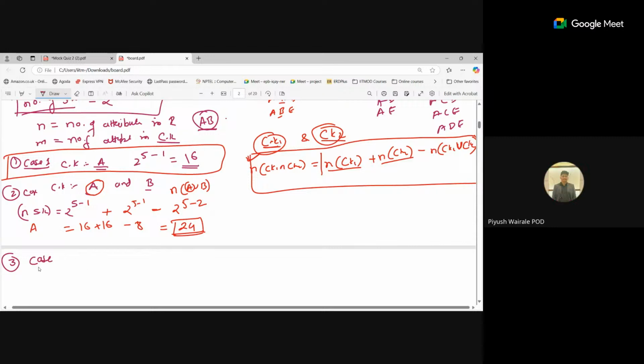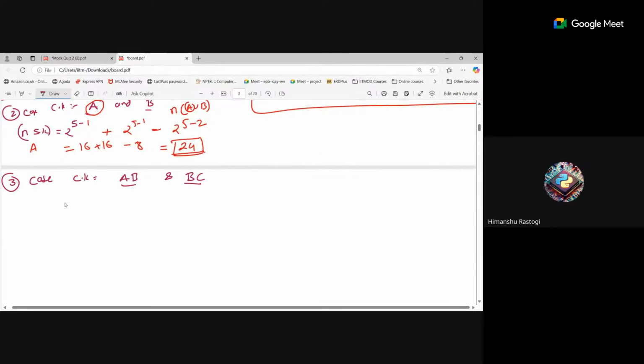Here you can see case 3. Let's say we have two candidate keys, AB and BC. Now, in this case, what will be the answer? 2 raised to 5 minus 2, plus 2 raised to 5 minus 2, minus 2 raised to 5 minus 4. How many key attributes are in the union? There are 3: A, B, C. So it will be 8 plus 8 minus 4, which is 12.